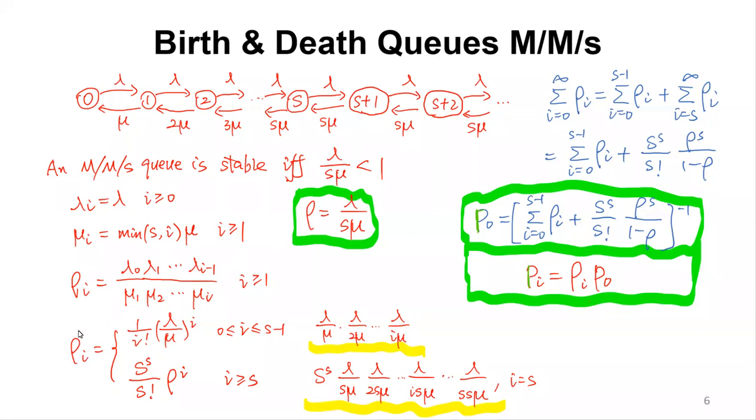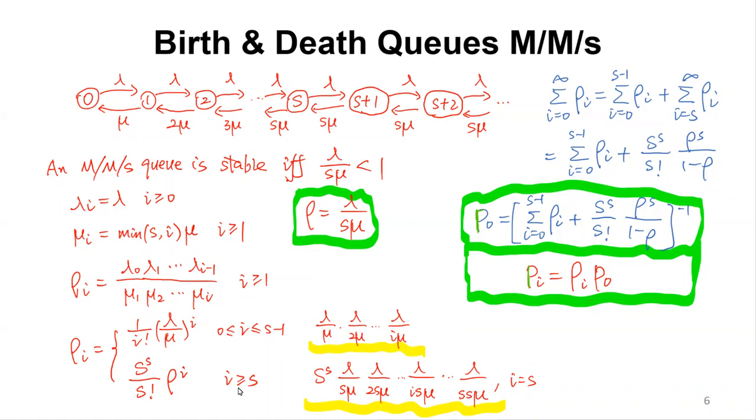Now, this rho_i, because we define it in this way, when i is less than or equal to S minus 1, this will equal lambda over mu, lambda over 2 mu, lambda over i mu. So it will become 1 over i factorial, times lambda over mu to the power i.